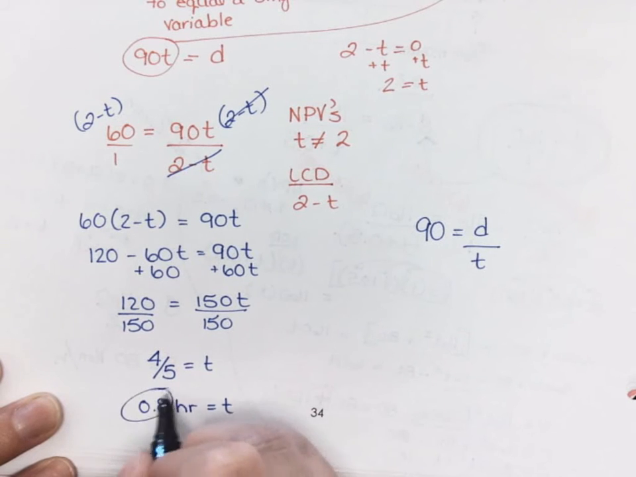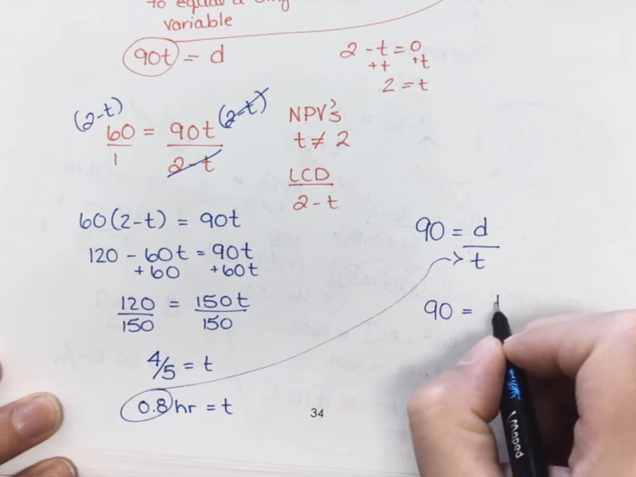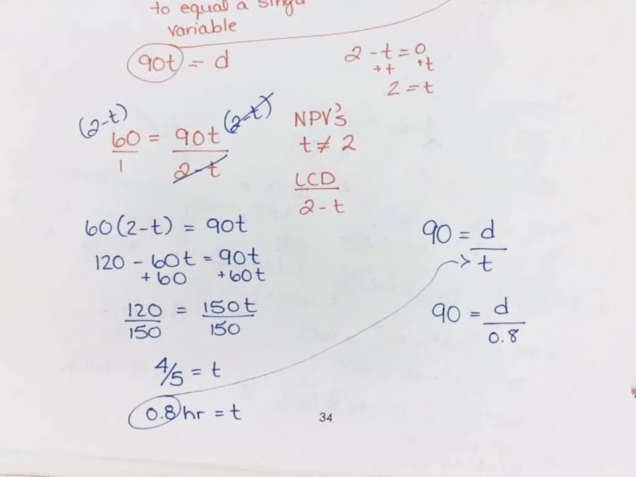We know our t is 0.8, so that's going to go in there. So 90 equals d over 0.8. And how do I get rid of that? Times both sides. I feel like we've done this already today.